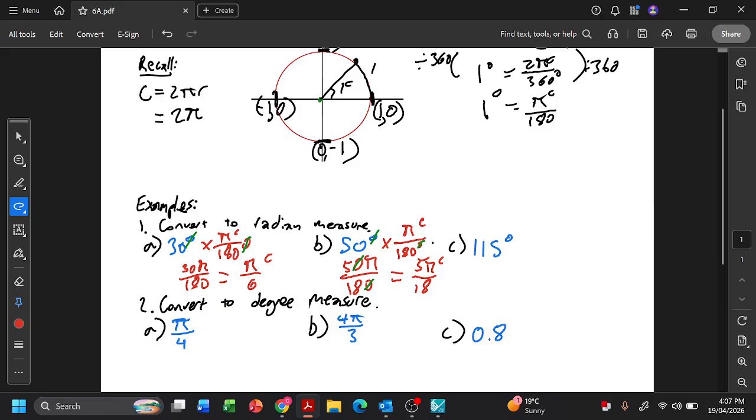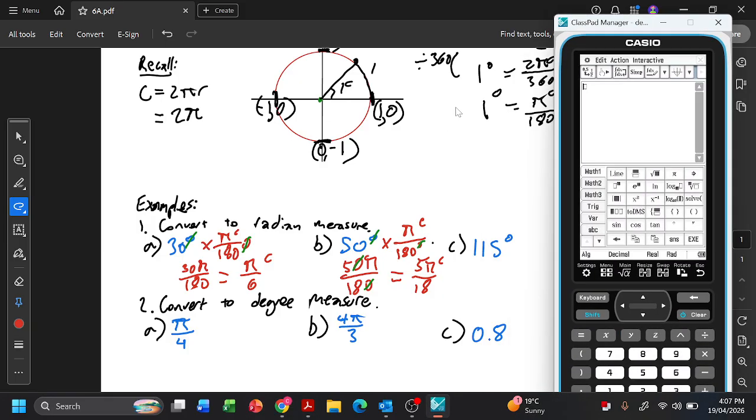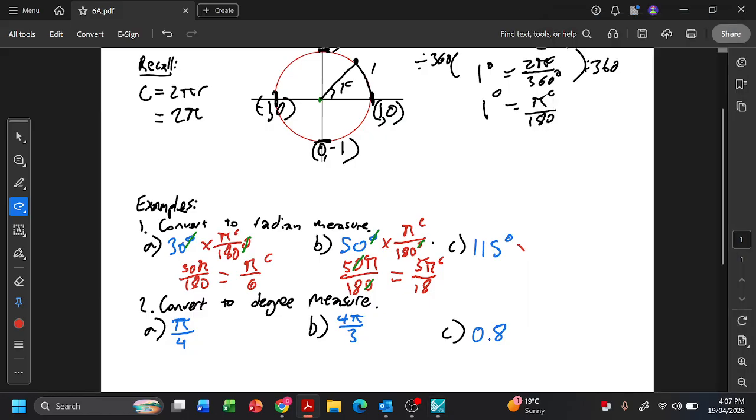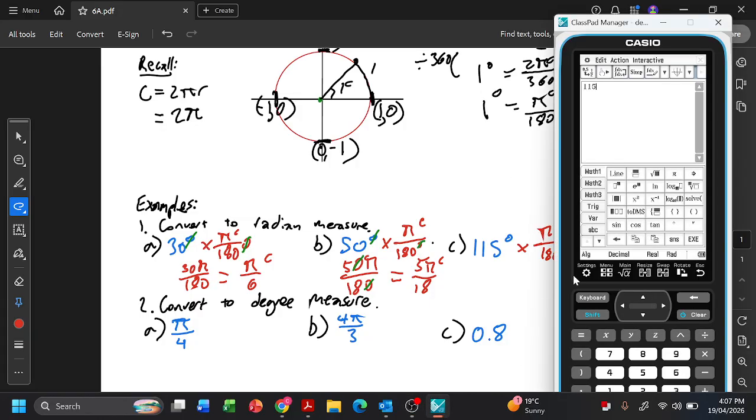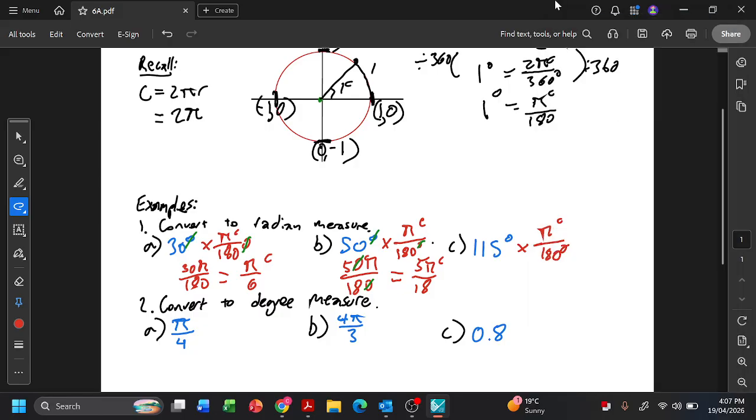If you had access to a CAS calculator, of course, you could just type this into the CAS calculator. So if I want to convert 115 into radians, I would once again multiply by pi radians over 180 degrees. So let's do that over here. We can multiply by, use this button here to get your fraction symbol, pi over 180, hit enter. It's roughly equal to 2.001.